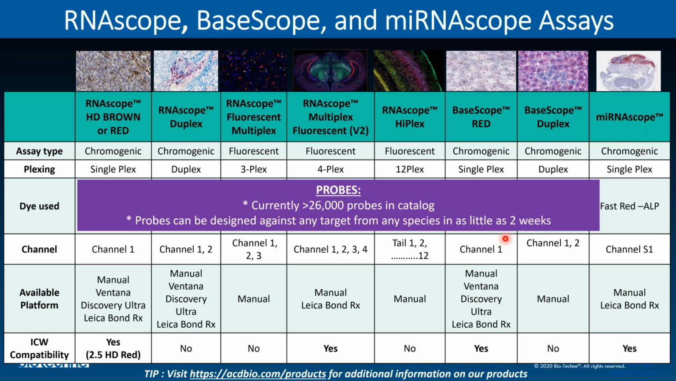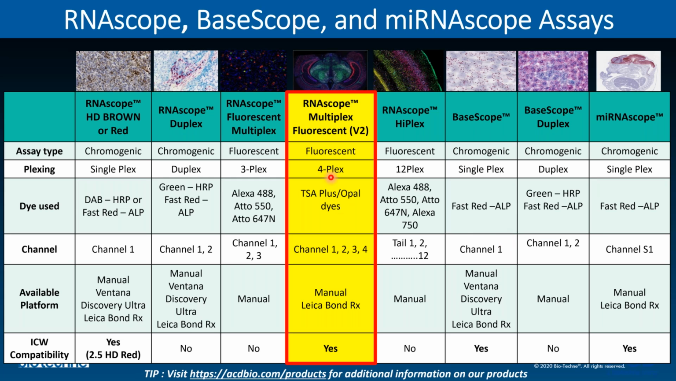Now, as far as the webinar for today is concerned, we are going to primarily focus on the RNAscope Multiplex Fluorescent Assay, which is the TSA-based detection and allows to detect 4 targets simultaneously. And we'll also look at the data for using this RNAscope assay with the ICW workflow for RNA-protein co-detection.